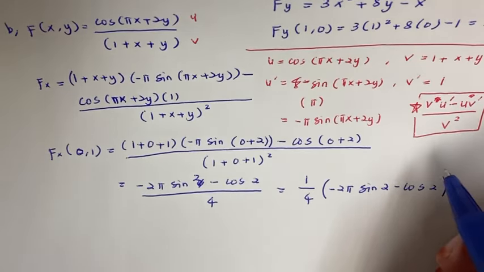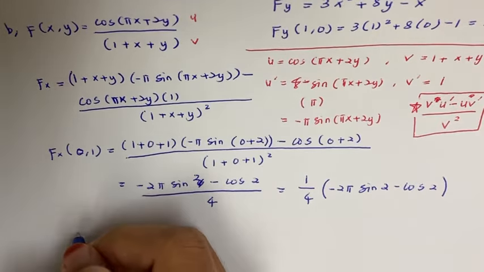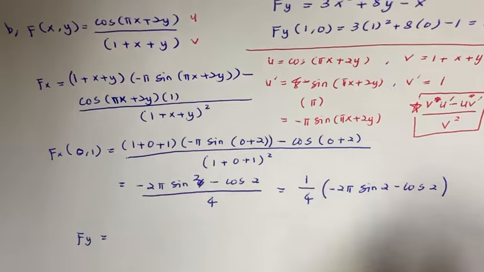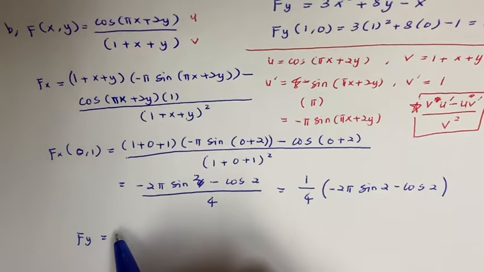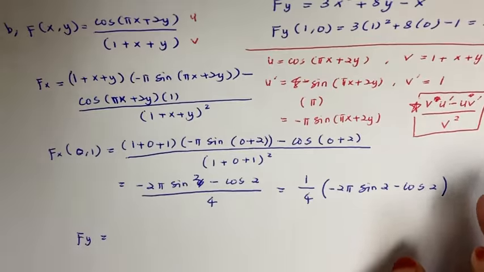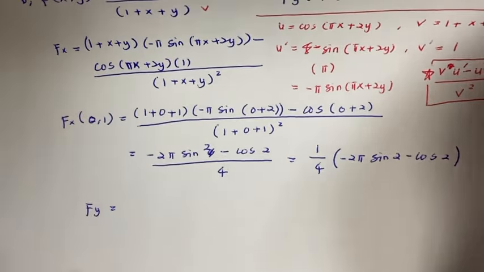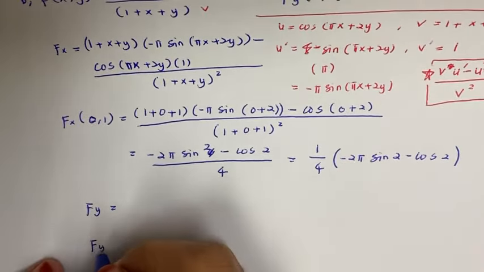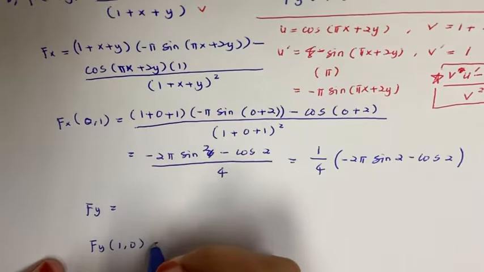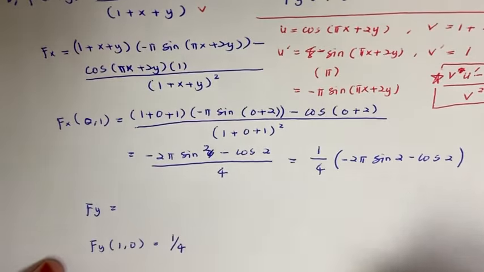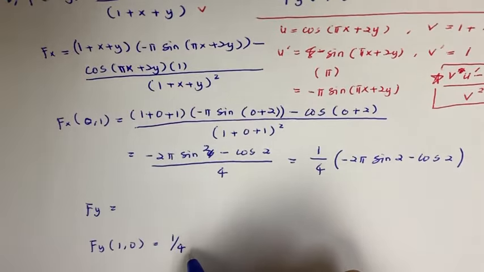Okay. Next, for f_y, try to do it. I will give you the last answer. The last answer for f_y(1, 0) is equal to 1 over 4. Try to do this by yourself and check with the last answer, which is 1 over 4.